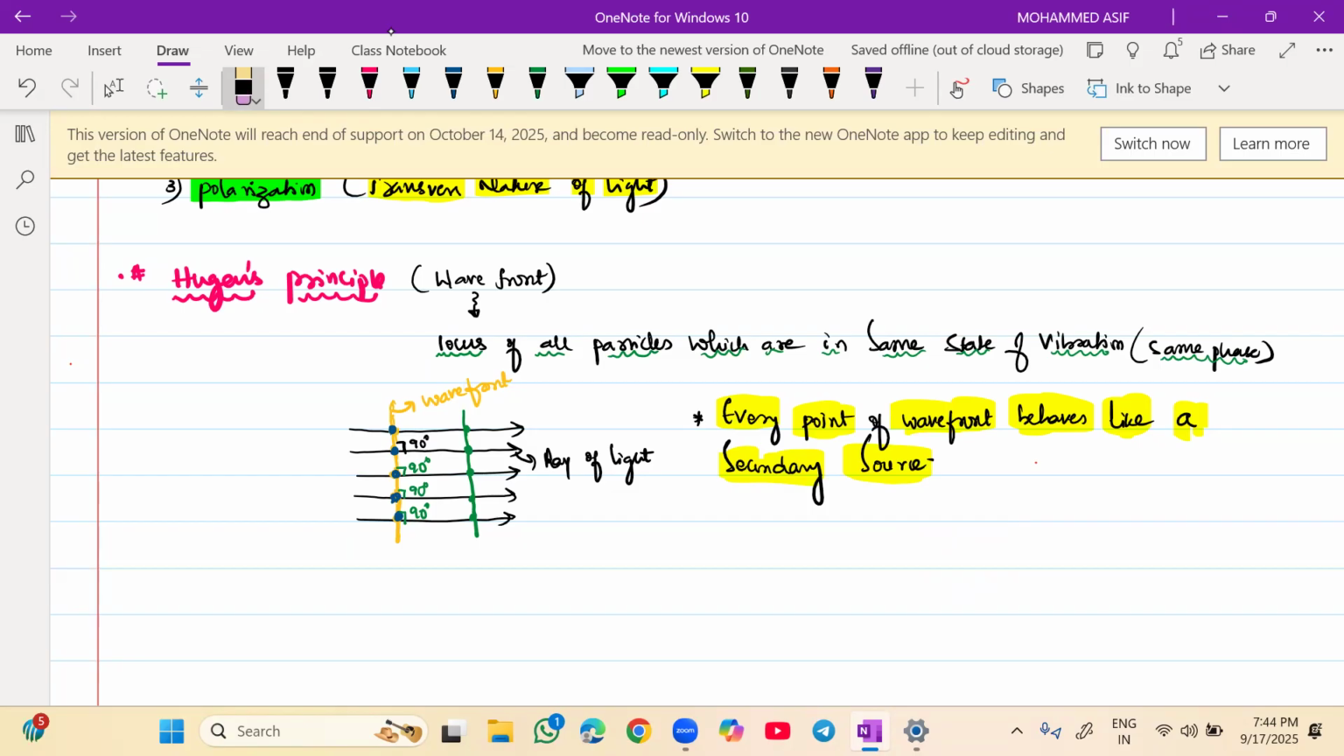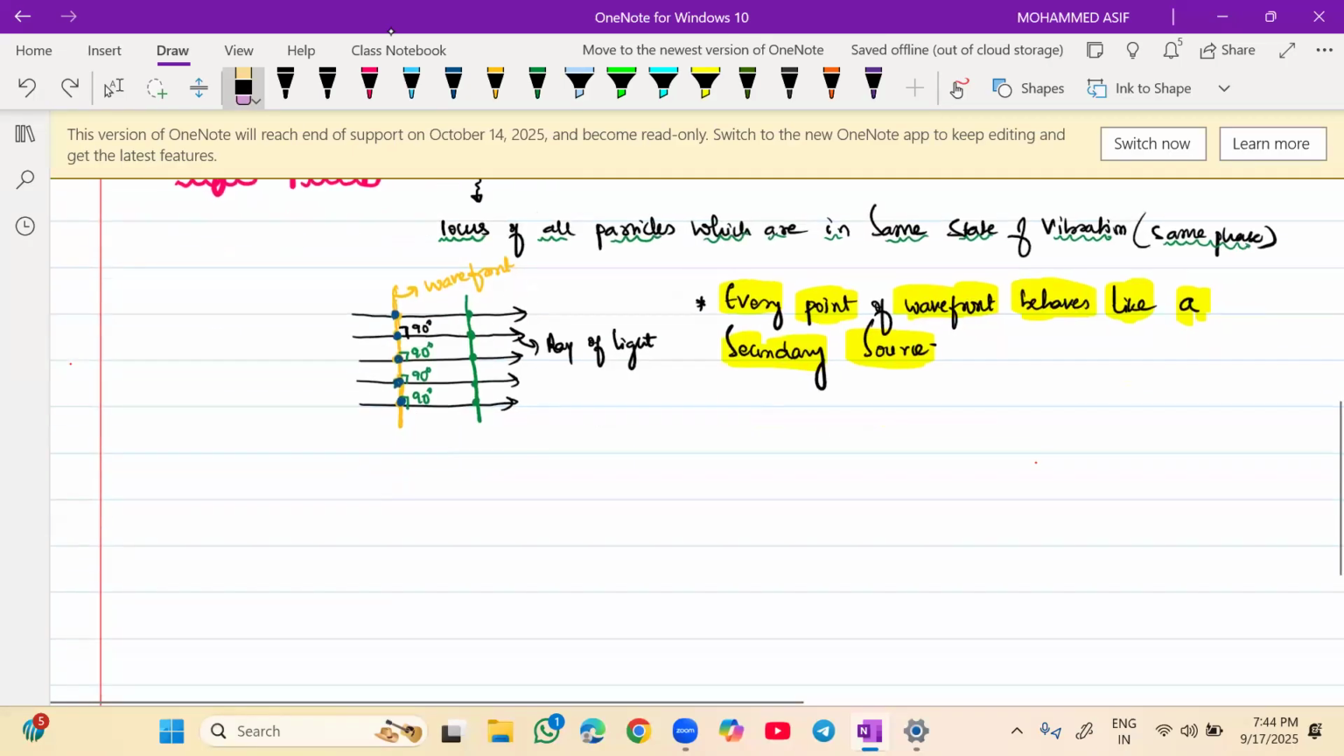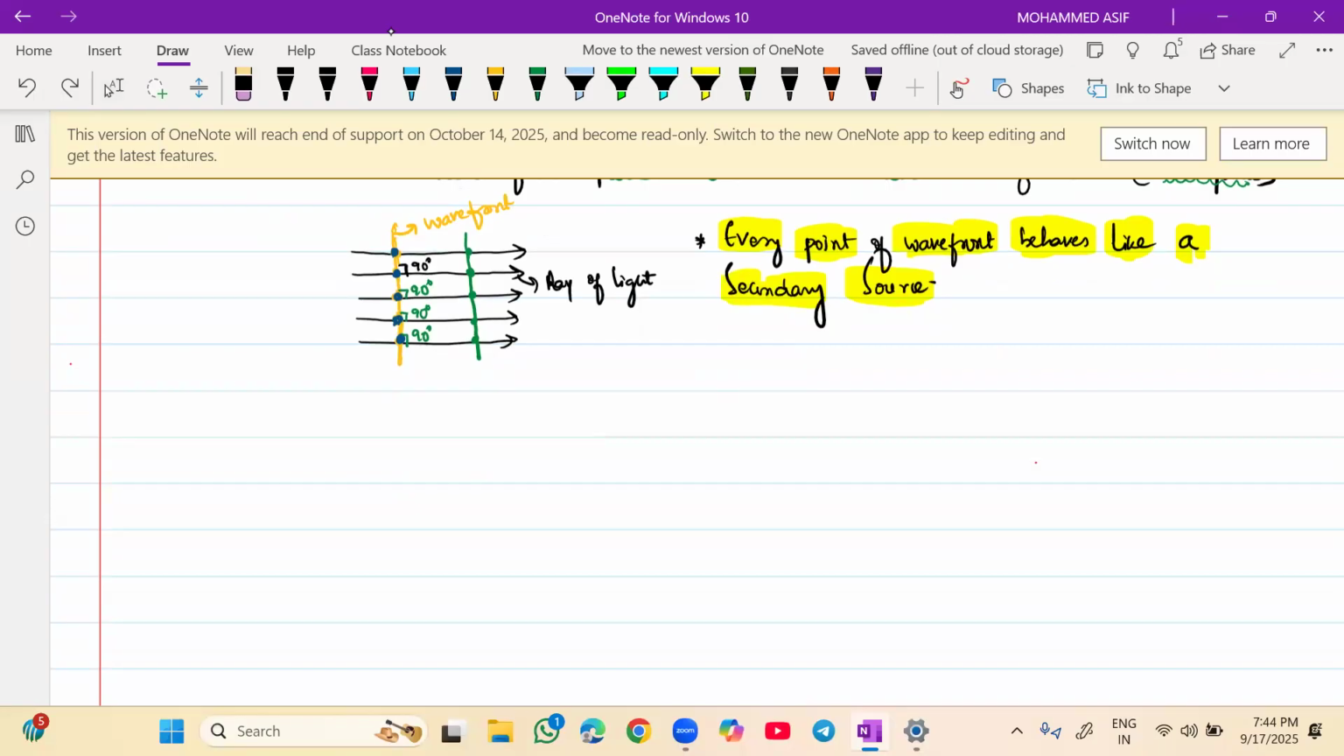So what is it telling? Every point of the wavefront, meaning these dots, whatever you have taken right now, the dots are acting as your secondary source. So from that one also, the ray of light goes out in the form of spherical forms. Am I clear? Yes, sir. Sure.